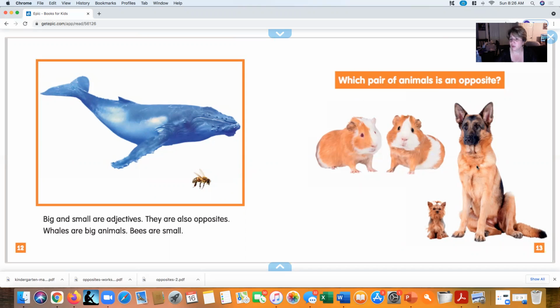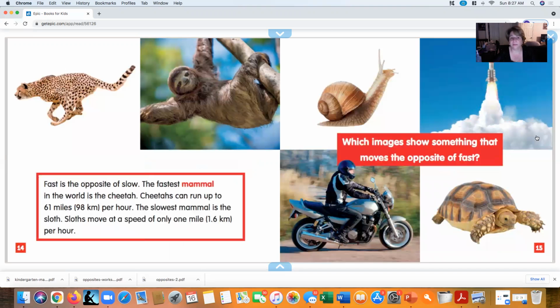Yeah, let's look at the dogs. Is there anything opposite about the dogs? Definitely. This one is a big dog, and this one is a little dog. Or you could even say in their height, this one is tall, and this one is short. Big, little, tall, short. You describe them. They're opposite.